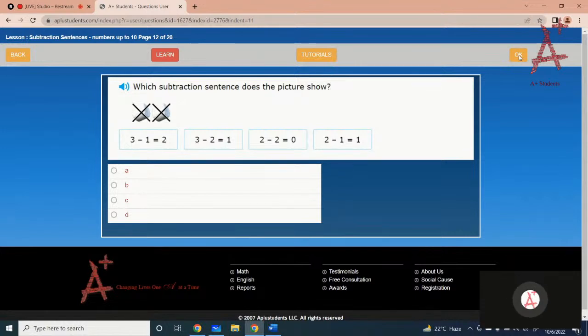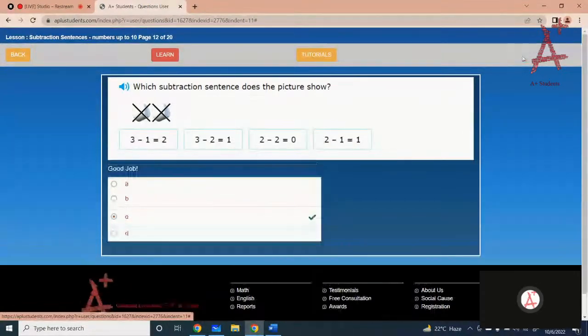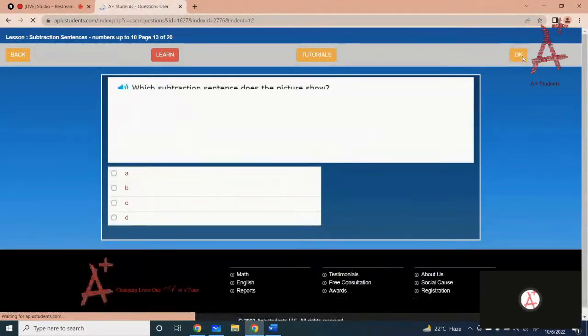Okay, which subtraction sentence does the picture show? You are given two of the marshmallows and two of them are crossed out. So you are left with 0. That means 2 subtract 2 is 0. Option number C is the correct one. 2 subtract 2 is 0. Select the correct option and click on the OK button.